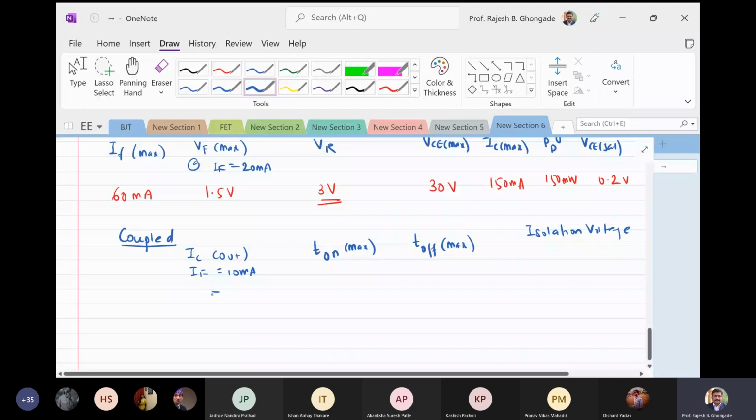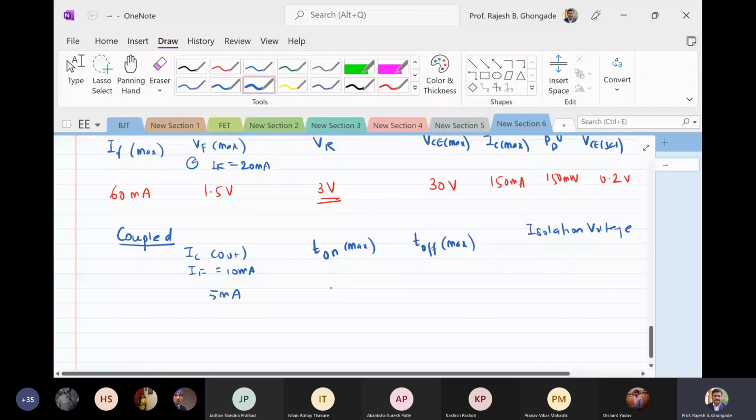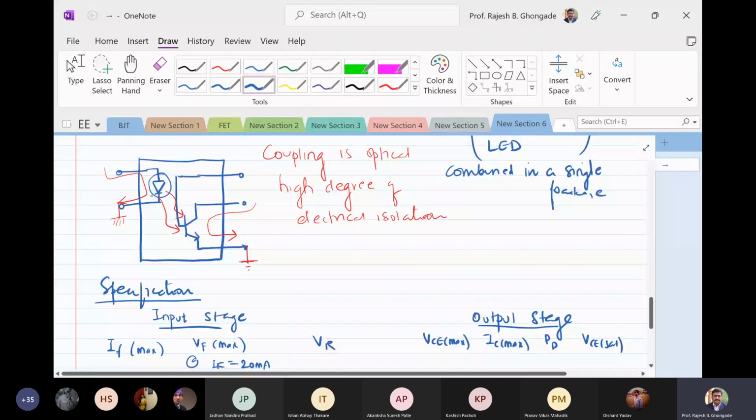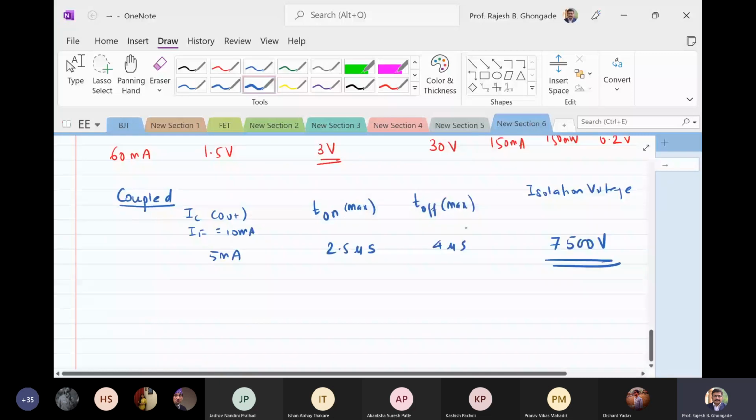This is 5 milliamperes, let us say. Then you have 2.5 microseconds, 4 microseconds, and isolation voltage is 7,500 volts. So it is in kilovolts. What do you mean by that? It means if you apply a maximum difference of 7.5 kilovolts between these two, then only this will break down. So you have a tremendously high isolation voltage, so you don't get any coupling in the reverse direction.